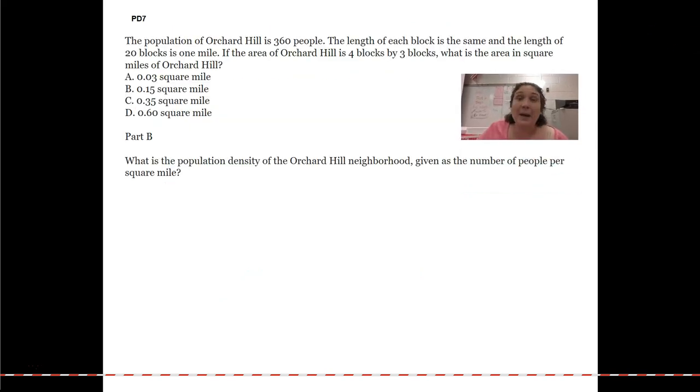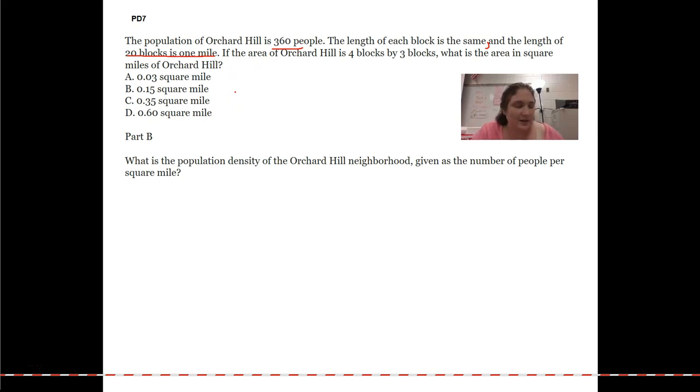Okay, next. The population of Orchard Hill is 360 people. The length of each block is the same, and the length of 20 blocks is 1 mile. If the area of Orchard Hill is 4 by 3 blocks, what is the area in square miles of Orchard Hill? Isn't that curious?